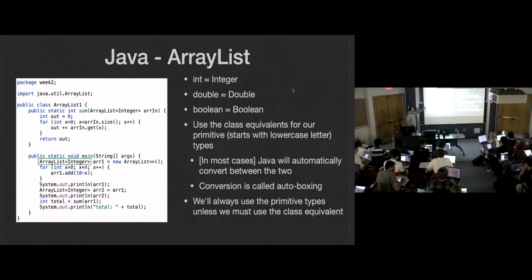For int, this is capital I Integer. For double, it's capital D Double. For boolean, it's capital B Boolean. We need to use these types as our type parameters for our data structures.